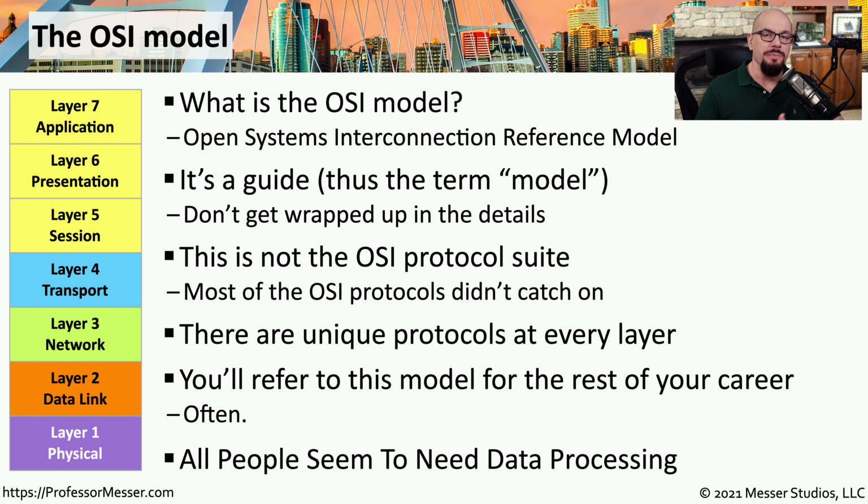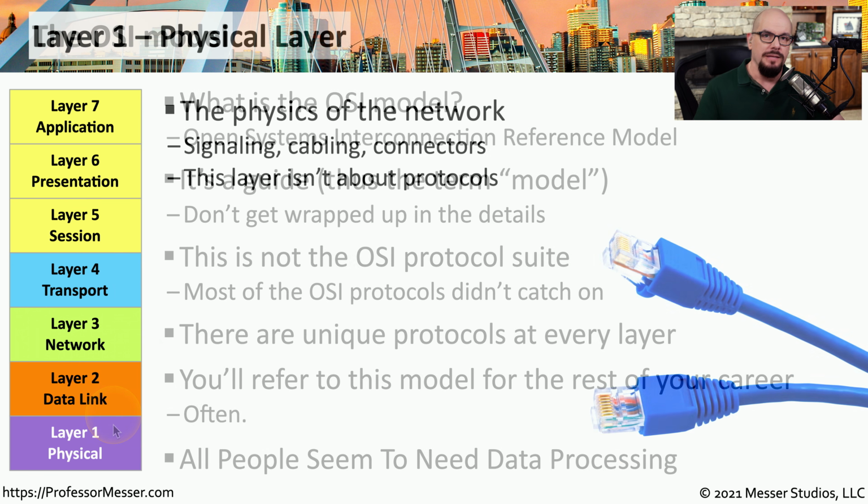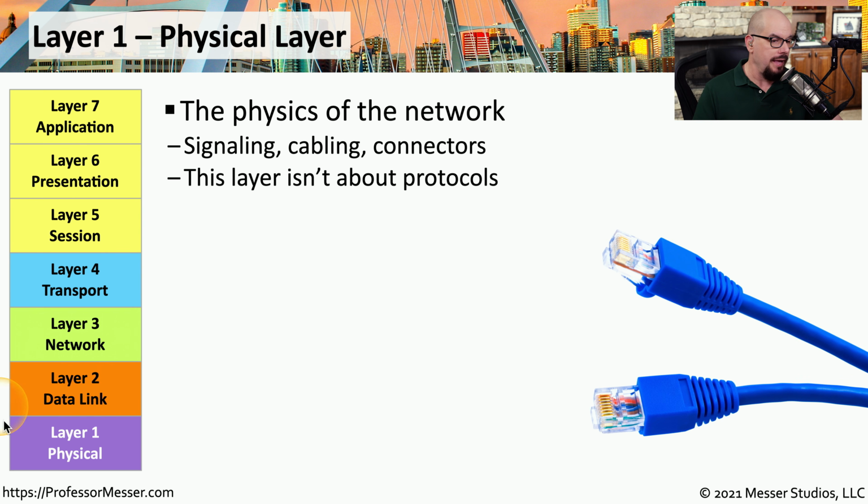One common way to memorize these different layers of the OSI model is to start at the top with the application layer through the presentation, session, transport, network, data link, and physical layers. One common way to remember the different layers of the OSI model is to remember the mnemonic, all people seem to need data processing. And those initials for each one of those words correspond to application, presentation, session, transport, network, data link, and physical.